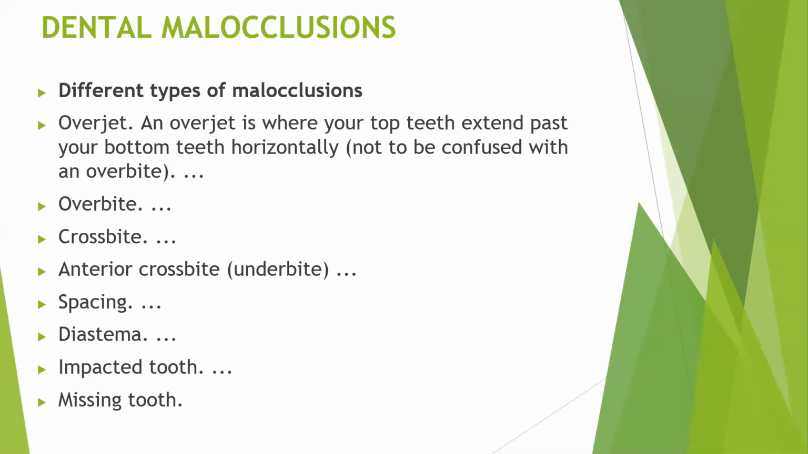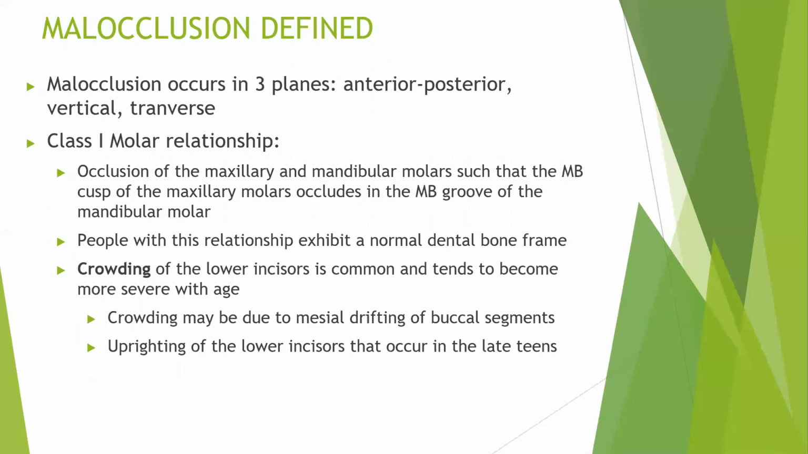A crossbite is very prevalent. Anterior crossbite or an underbite can be called a class 3 malocclusion as well, depending on the growth of the jawbone. Spacing, a diastema in the front teeth, is also considered a type of spacing. Impacted teeth and missing teeth will cause malocclusion. Malocclusion occurs in 3 planes: anteroposterior, vertical, and transverse.